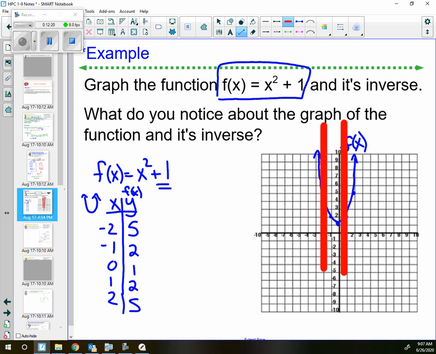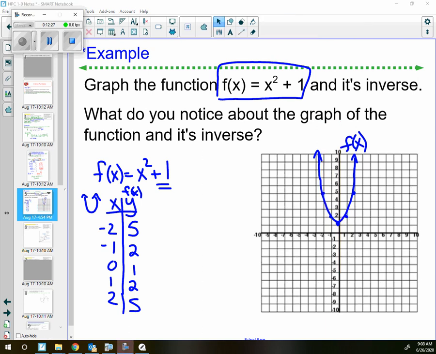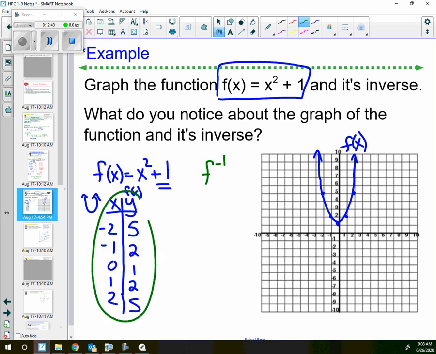Now, if I'm going to try to take a look and see about its inverse, we have to think about what we know about inverses. So remember, the idea of an inverse is that you switch the domain and the range. So let's talk about what f inverse would look like. Well, if you have a graph, you have ordered pairs. So how about taking this list of ordered pairs, and we're just going to switch the domain and the range.